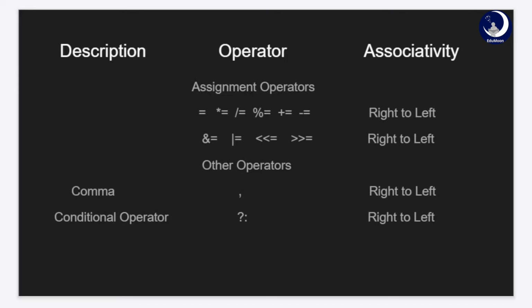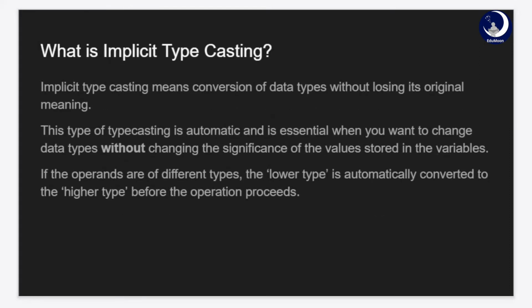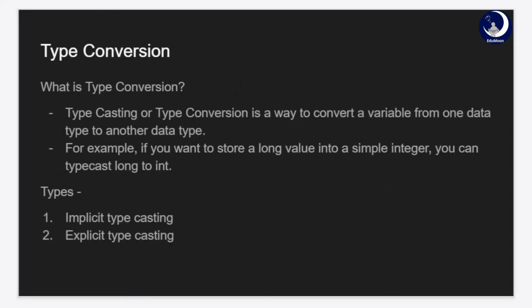The next topic is type conversions. What is type conversion? Type conversion, also called as typecasting, is a way to convert a variable from one data type to another data type. If you want to store a long value into a simple integer, you can typecast long to int. So this is called typecasting. So typecasting is done through two types. One is implicit typecasting and the other is explicit typecasting.